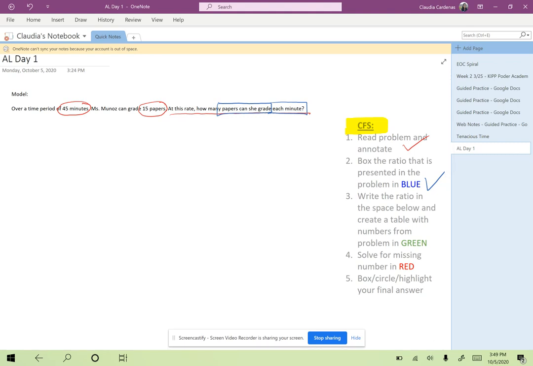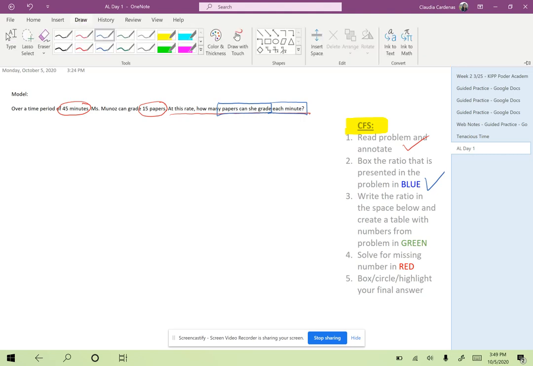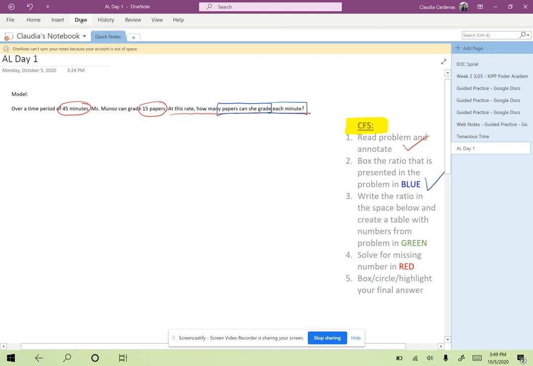Then we need to write the ratio in the space below and create a table with numbers from the problem in green. So let me go ahead and change my color pen. And you're going to do this as well in the draw it activity. So papers she grades each minute. I'm just going to write it like that. I'm going to shorten it a bit, but I see that it says papers each minute.